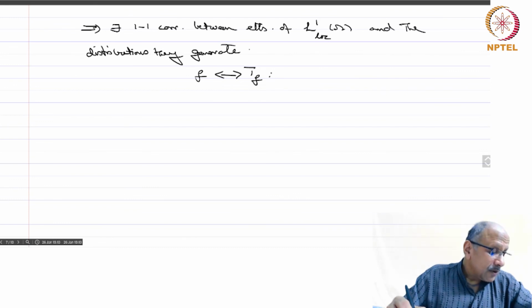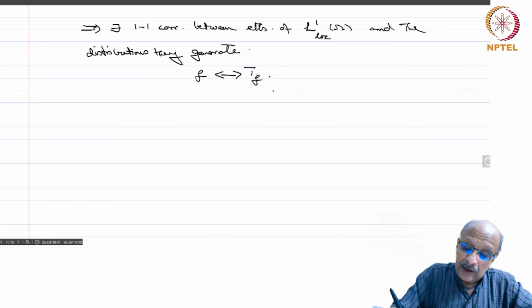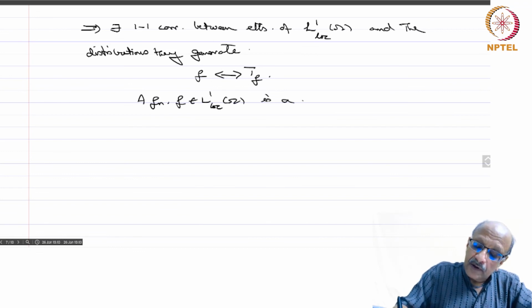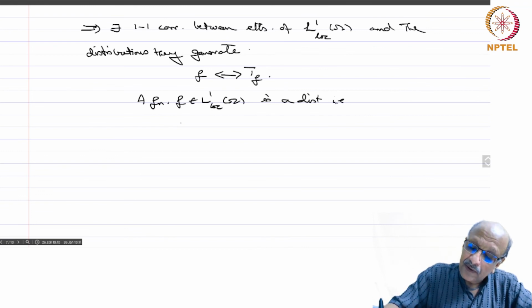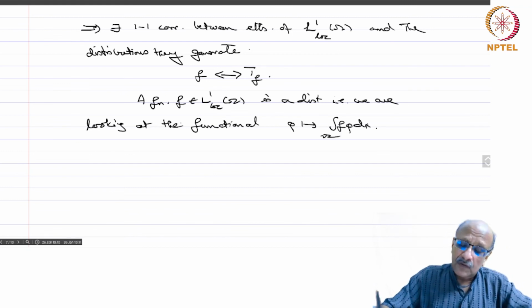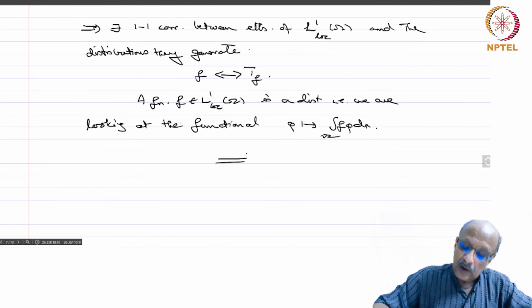So in future, if necessary, I will say Tf to be absolutely clear if there is a reason for confusion. Otherwise we will just say the distribution itself is f. So when I say a function is a distribution, I mean a function f in L1 loc of omega is a distribution, that is, we are looking at the functional phi going to the integral of f phi dx. And this gives you a one-to-one correspondence between the functions, so the function is well defined. Therefore this is how we generalize the notion of a function. A locally integrable function can be thought of as a distribution. Okay, so we will now continue with other examples of distributions.